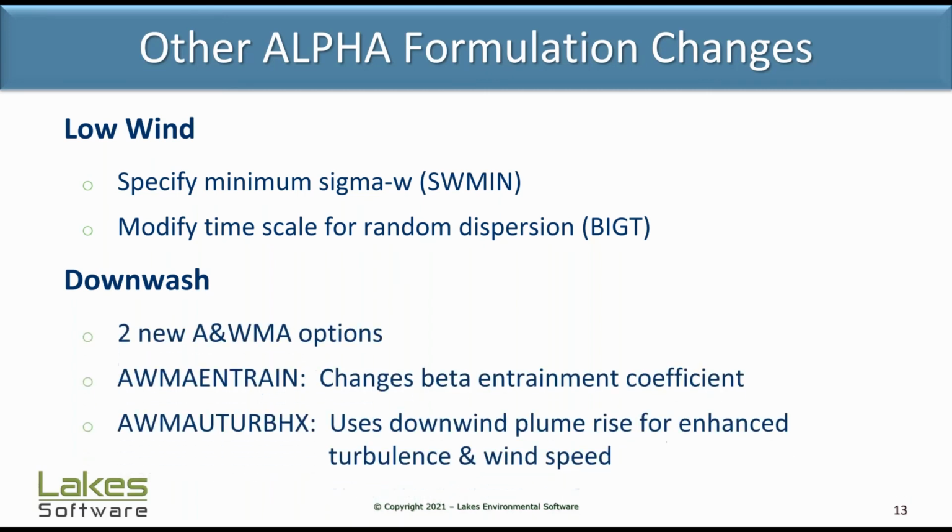Some of you may recall that in 19191 we had the addition of the EPA's ORD alpha downwash options, which included a new BPIP prime draft executable. And then the Air and Waste Management Association also contributed to some development of alpha downwash options, and it is those AWMA options that have been expanded in this release. The 2 new AWMA alpha downwash options include AWMA entrain, which changes the beta entrainment coefficient, and AWMA U-Turb HX. It follows up on another option that was already included as part of this, the AWMA U-Turb, which modified enhanced turbulence and wind speed calculations. This HX option now uses a downwind plume rise method with it.